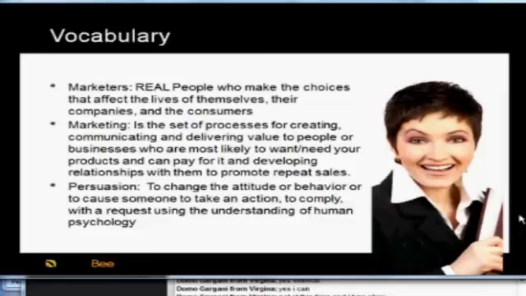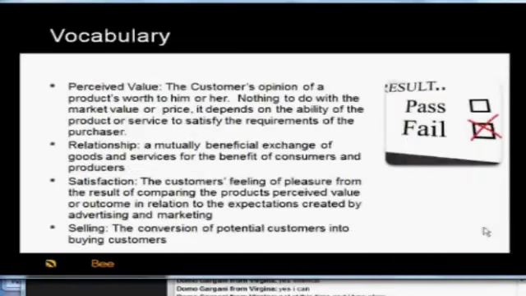Persuasion, which is what this is about tonight, is to change the attitude or behavior, or to cause someone to take an action to comply with a request that you're making, using the understanding of human psychology in order to facilitate that change. So a change of behavior could be clicking on a button instead of not clicking on it. It can be as simple as that, or it can be very complicated. And we're going to go into this more.